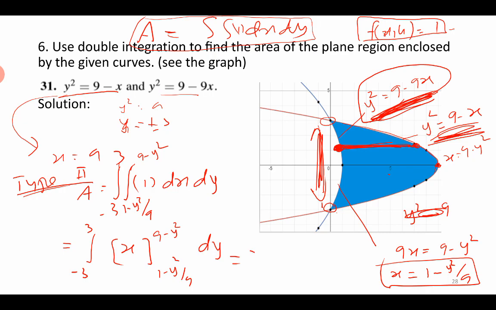The answer is 32 square units, since it is area. If it is volume, then it will be cubic units. That's the difference. So integration is your task. I have considered this as a second type region, and then we found the limits from this graph. That's it. And let's see a different case of problem.